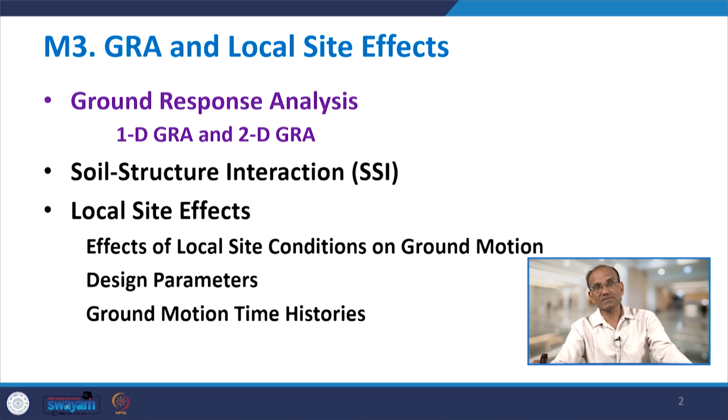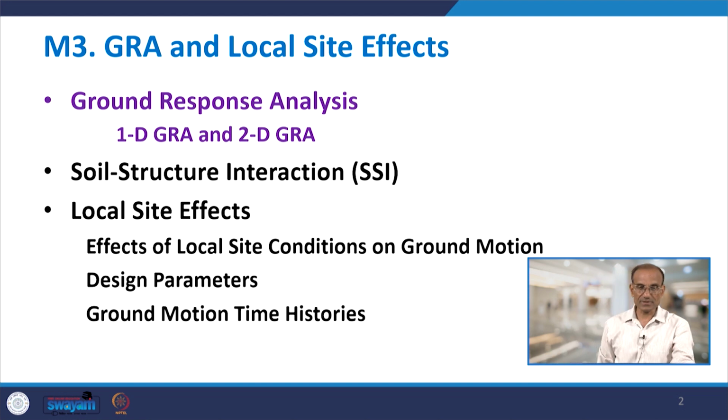Then the last part of this module, local site effects, will include the effect of local site conditions on ground motion, design parameters, ground motion time histories, and so on. That will be another 4 lectures. So, we have 3 chapters in this module: first on GRA, second on SSI, third on local site effects. On each chapter we have 4 lectures in the first one, 2 lectures in the second one, and another 4 lectures in the last one. With this introduction to module three, we start from the ground response analysis, that is 1D GRA.